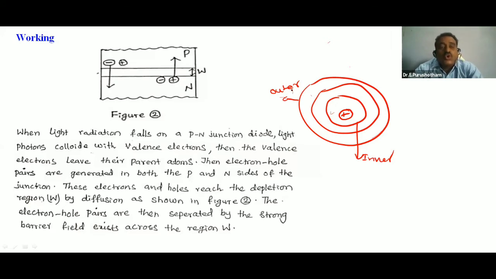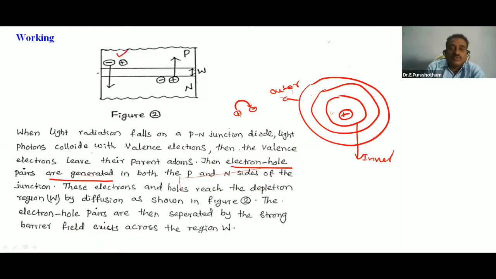Then an electron-hole pair is formed. For example, at a particular place, an electron is moving away, and the empty place it leaves behaves as positive. This is the hole. You can see clearly that electron-hole pairs are generated. When an electron leaves its parent atom, an electron-hole pair is generated in both the p-type and n-type semiconductor.